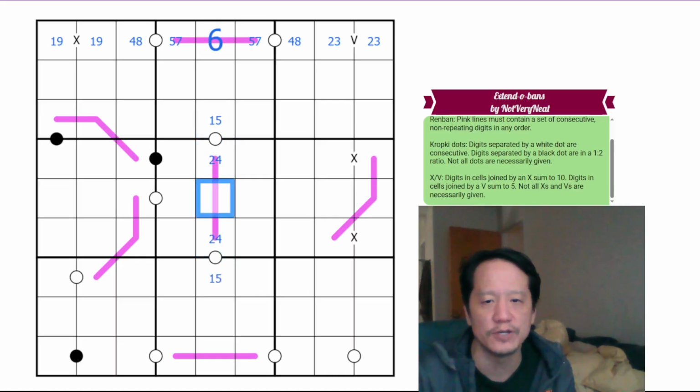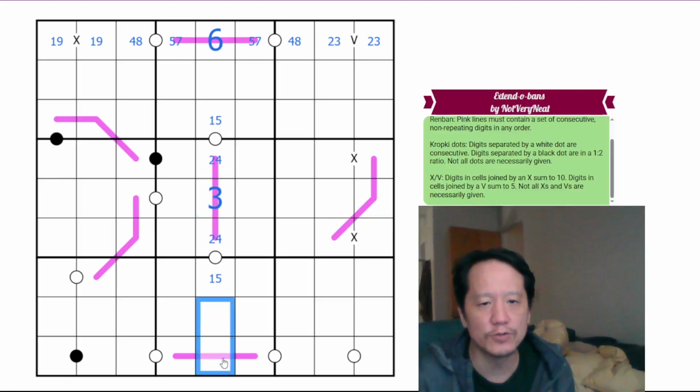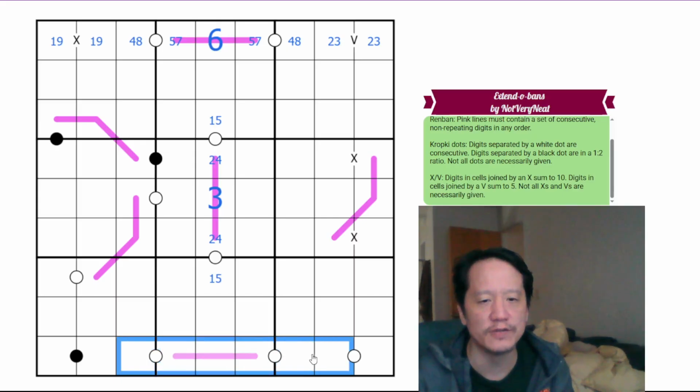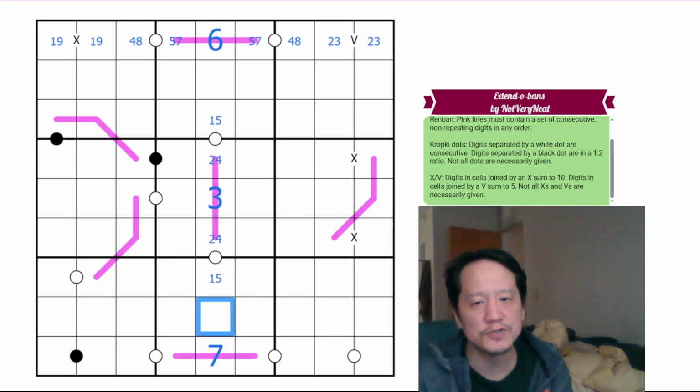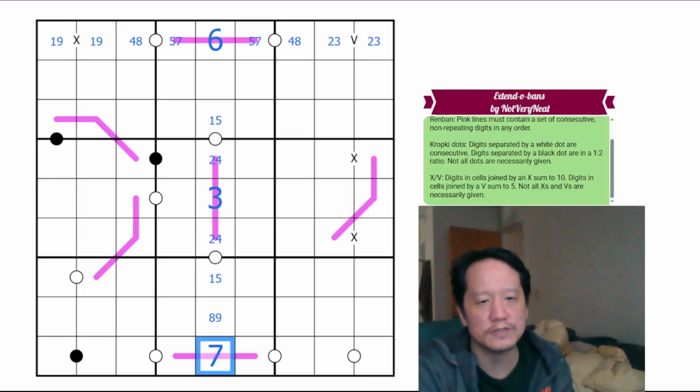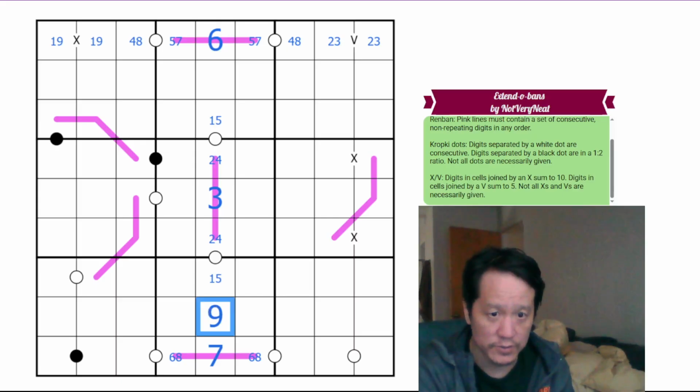This is 3. So the remaining digits in column 5 are 7, 8, and 9. And this must be 2 away from each end of the renban. 8 cannot be, 9 cannot be, so this has to be 7. So we have 7 with 8 or 9. This is 6, 8 as a pair to be consecutive with 7. And this can't be 8 because of the 6, 8 pair in the box. So this is 9, this is 8.